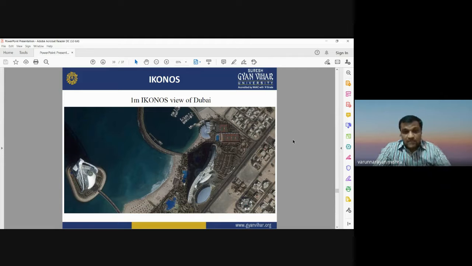By using these kinds of high resolution images, it's very easy to identify a specific land parcel, and you can map easily each and every land parcel on the earth surface. That will be very much useful for cadastral mapping, or you can say that is very much useful for the development of a land information system of that area.